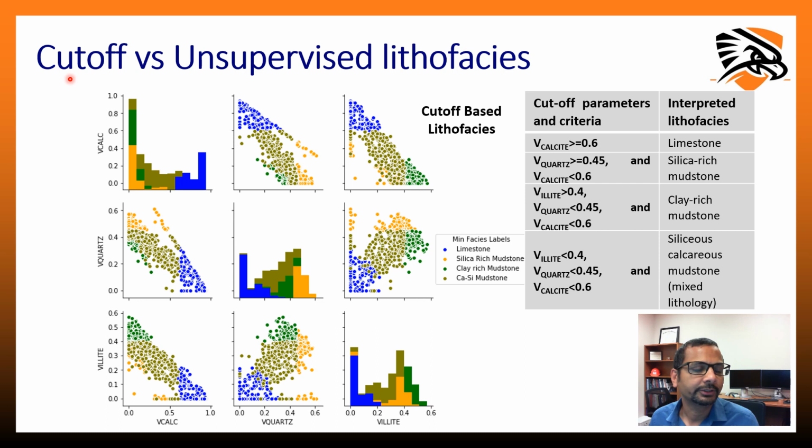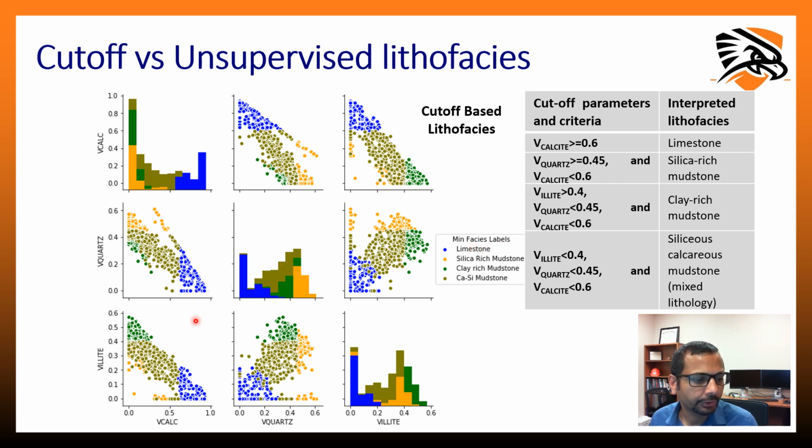So here I would like to show the difference between the cutoff based lithofacies and unsupervised lithofacies. To show that difference, I will plot here the mineral volumes, the three most significant ones, illite, quartz, and calcite, against each other, and I would color these points with the lithofacies, or here in this case it's a cutoff based lithofacies. We also call it mineral facies.